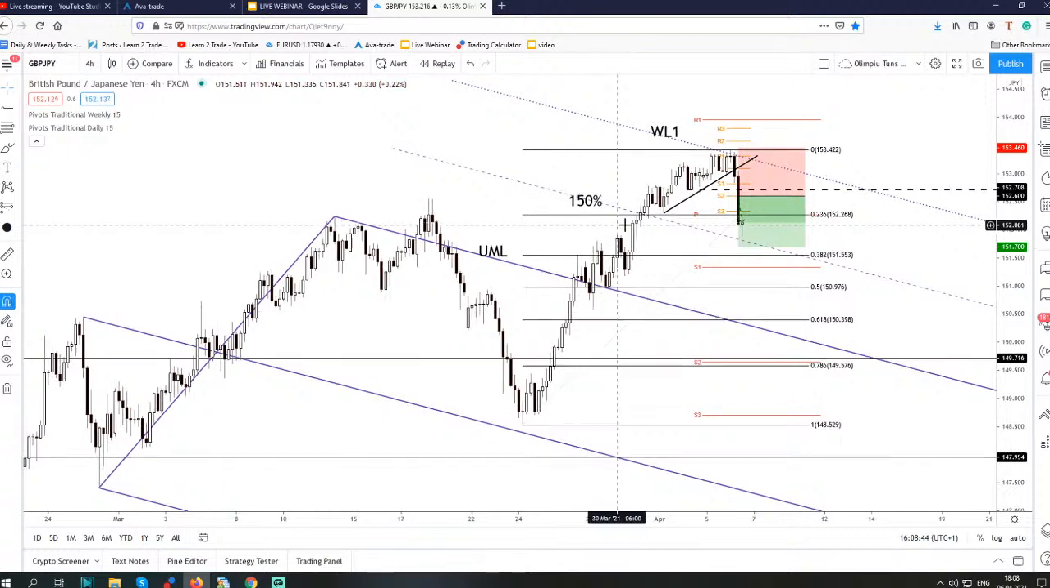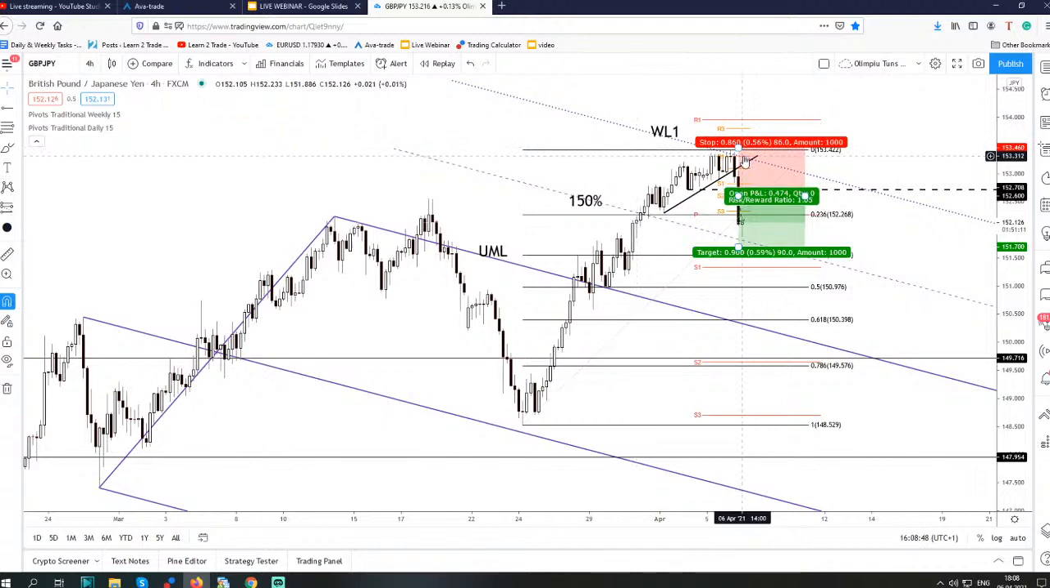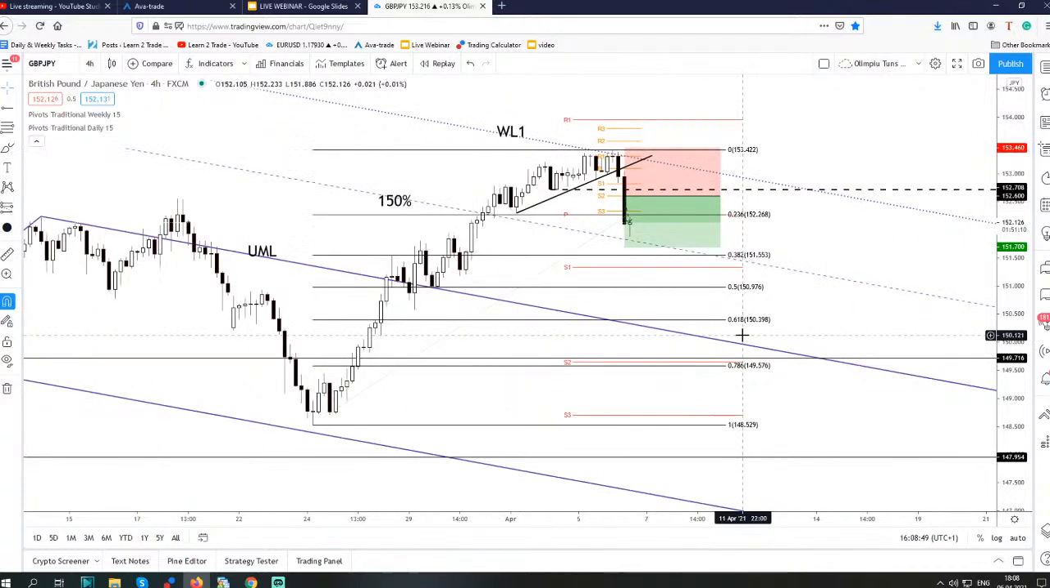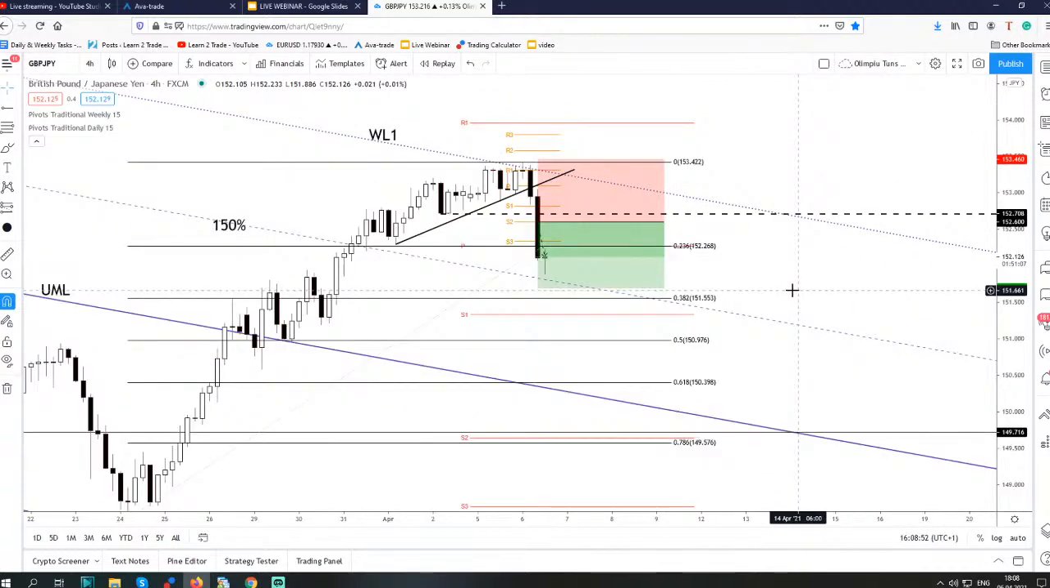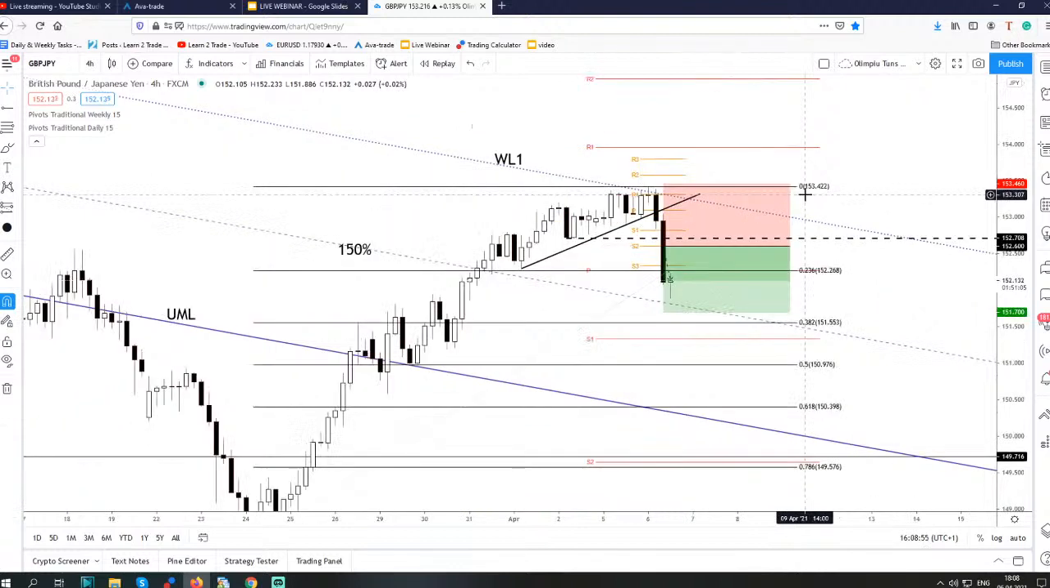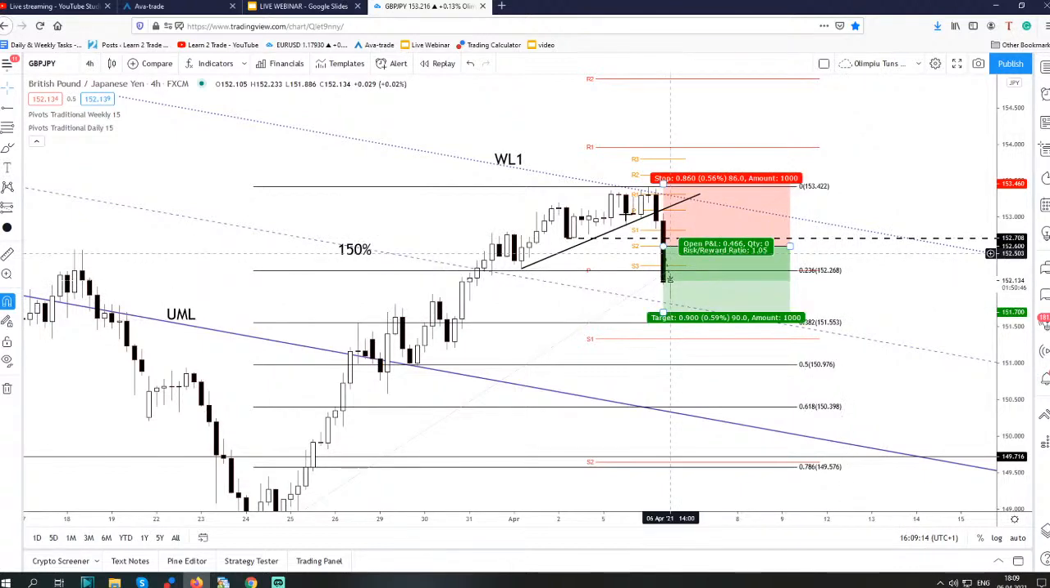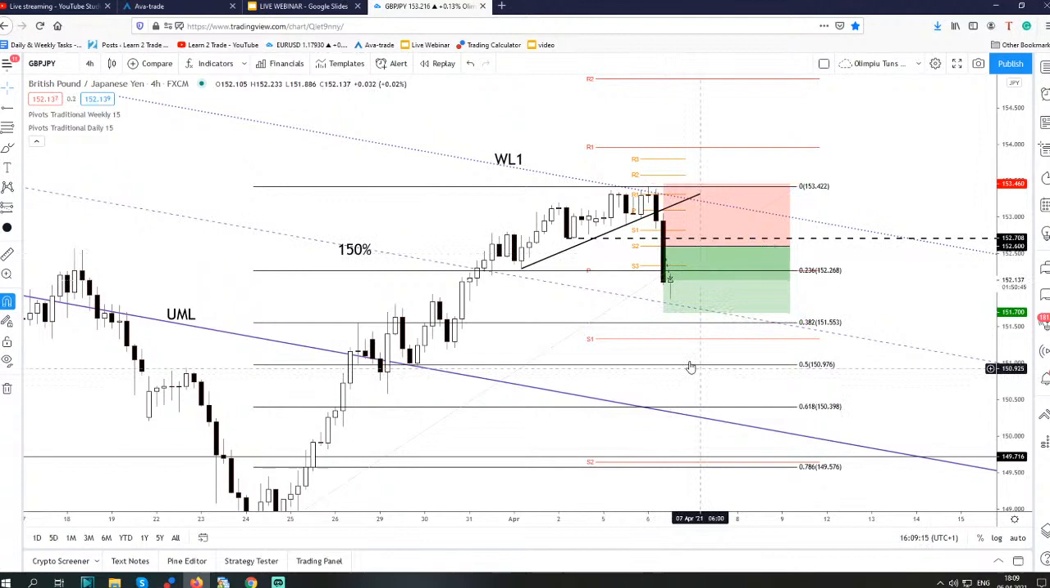It has reached the first warning line of the descending pitchfork here, and also we had a rejection here from the daily R1 resistance 156.31, and this drop, this aggressive breakdown here below 152.70 has activated, has confirmed a potential corrective phase in the short term.